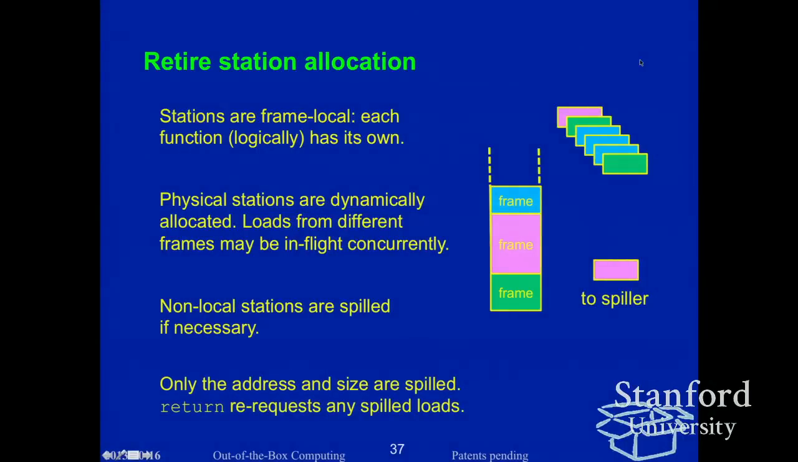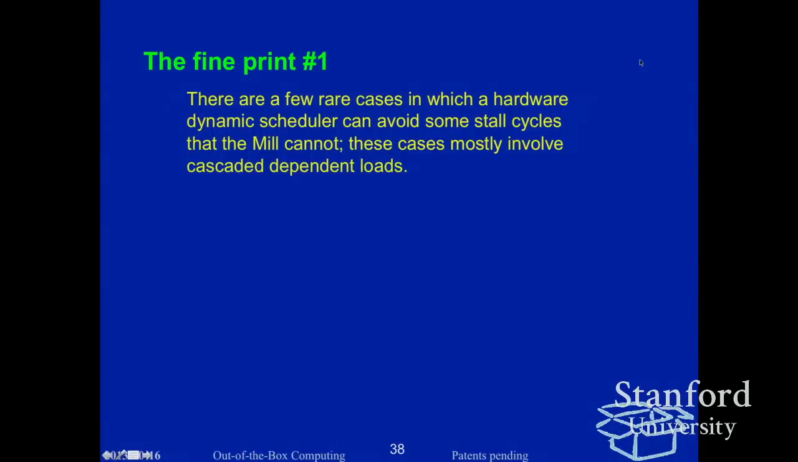We only spill the address and the width and the delay. We do not spill the buffer contents. Instead, when the return happens, we reallocate a retire station and re-request the load. Consequently, we are able to prefetch across calls, because when that return happens, the original load may have gone all the way to DRAM, but in addition to returning a value we're not using, it will have loaded the cache line into cache. So effectively, it's acting as a prefetch.